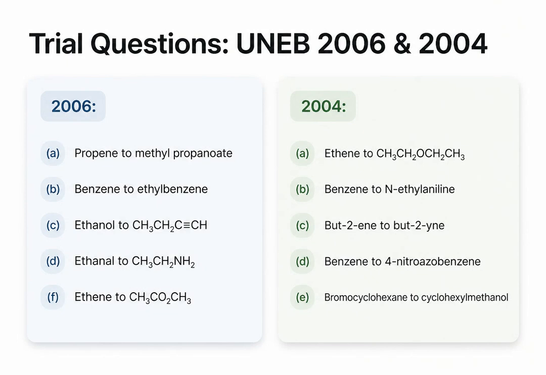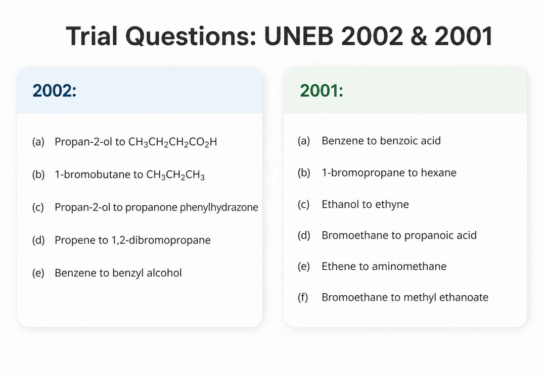In the 2006 and 2004 papers, esterification is a major focus, such as forming methylpropanoate from propene or methylethanoate from ethene. You are also asked to synthesize diethyl ether from ethene, which involves hydration followed by a dehydration reaction at a lower temperature. The 2004 paper also features the synthesis of an azo dye, 4-nitroazobenzene, testing your grasp of diazotization and coupling reactions.